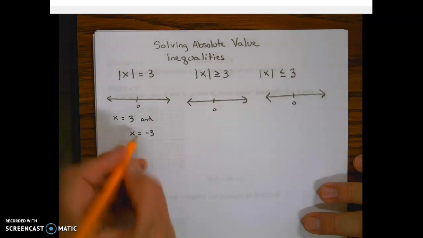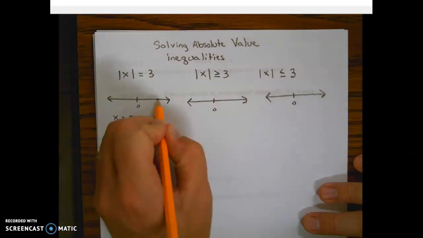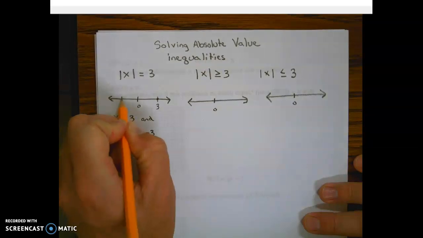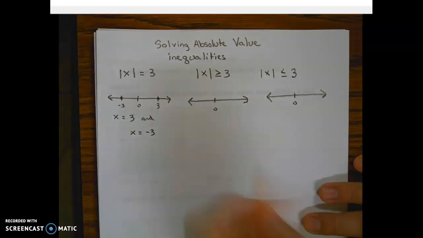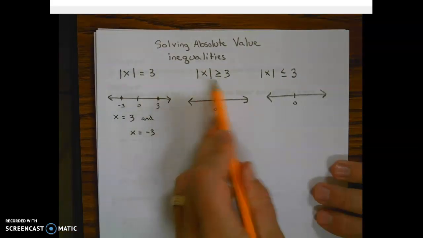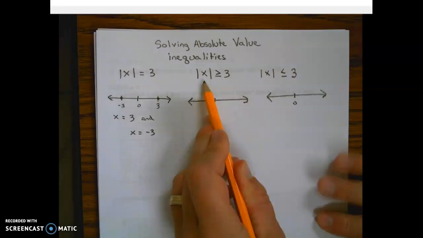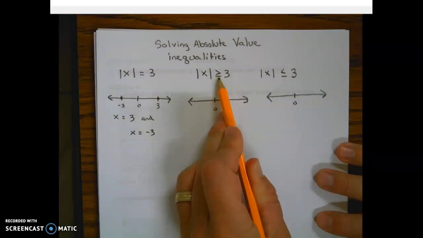Okay, so graphing this, of course, we would put a closed dot at 3 and another closed dot at negative 3, showing our two solutions on a number line. Okay, so here we have our first inequality. We have the absolute value of x is greater than or equal to 3.